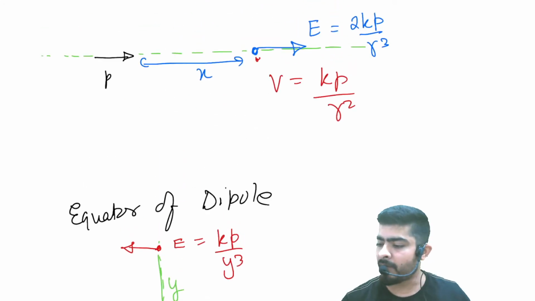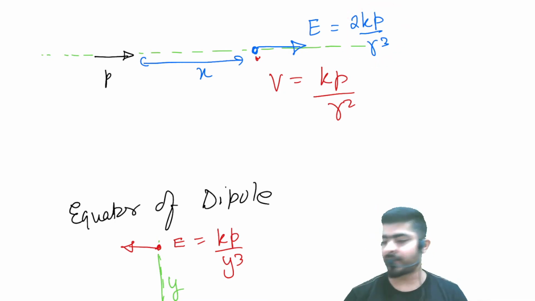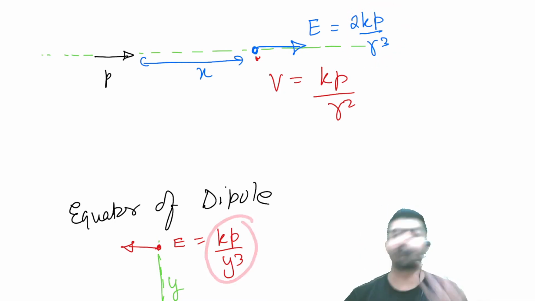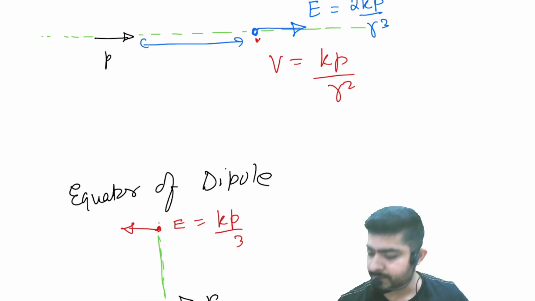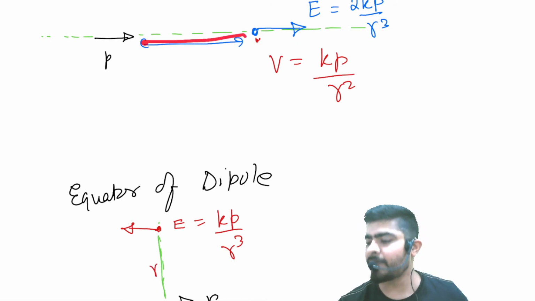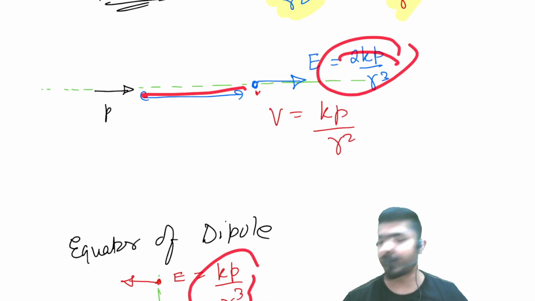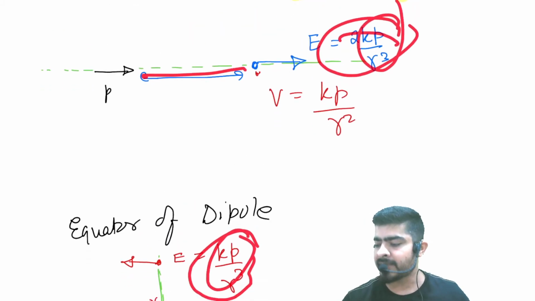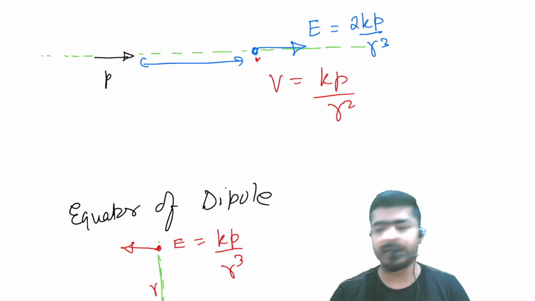Observe the formula once again. Here we have 2 kp by r cube. Here we have kp by y cube. Or I could just write down r everywhere to avoid confusion. Okay. Alright. Here we got 2 kp by r cube. So on the equator we get kp by r cube. Kp by r cube part is same. Just we have an extra factor of 2 in the axial electric field.